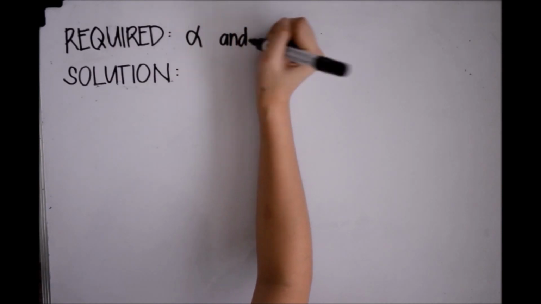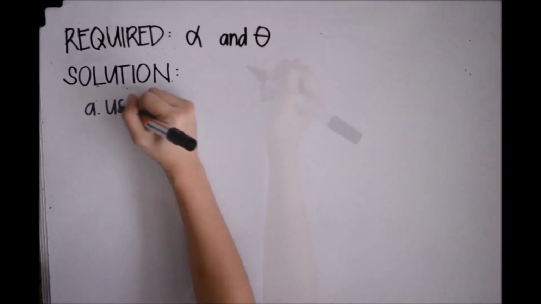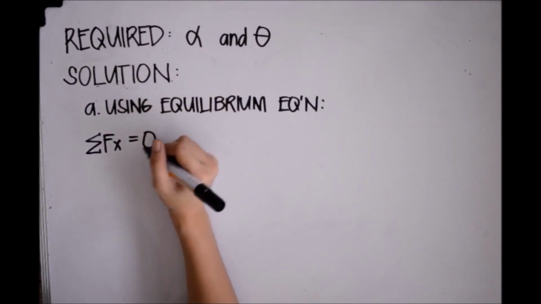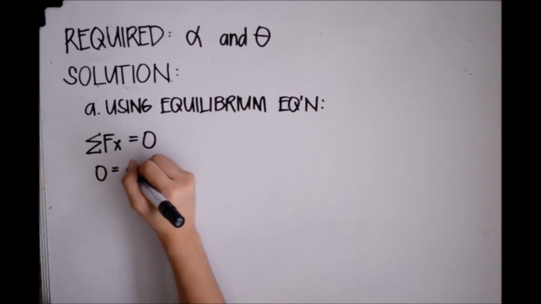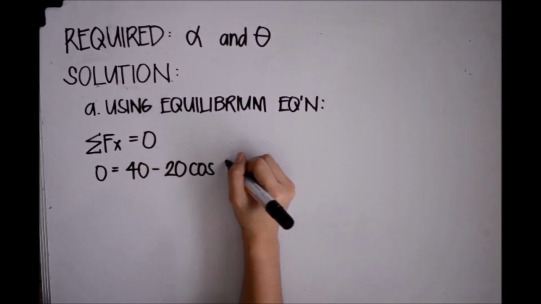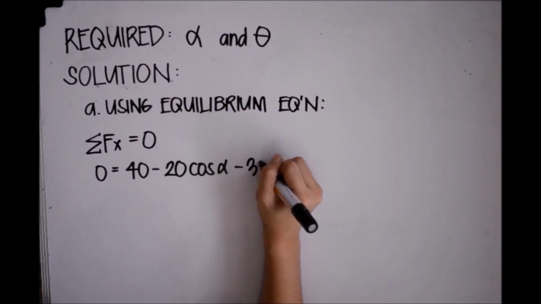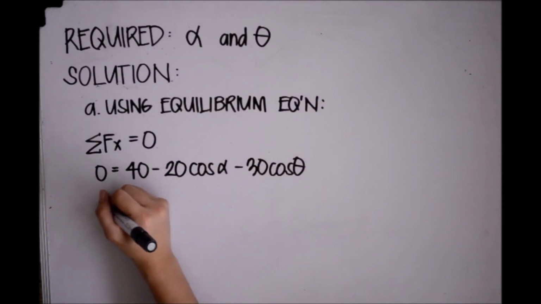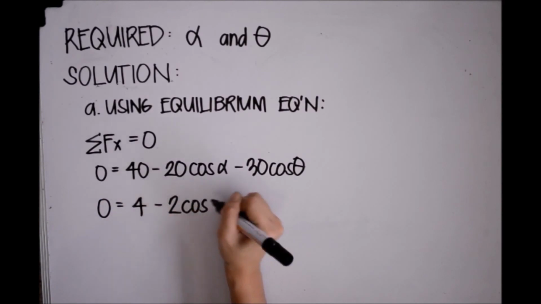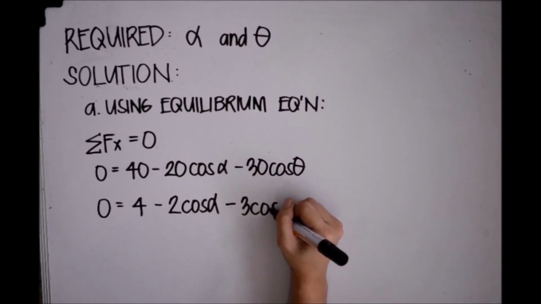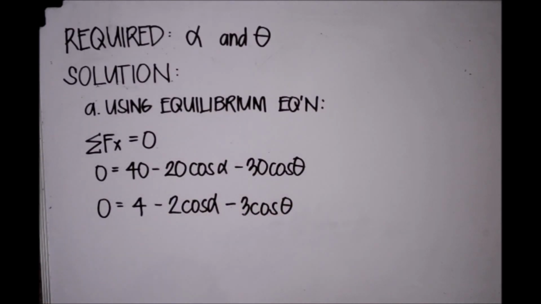In this problem, we are required to find the alpha and the theta. We first solve the problem using equilibrium equations. For the summation of Fx equal to 0, we have 0 is equal to 40 minus 20 cosine alpha minus 30 cosine theta. Simplifying the equation, we have 0 is equal to 4 minus 2 cosine alpha minus 3 cosine theta. That's equation number 1.